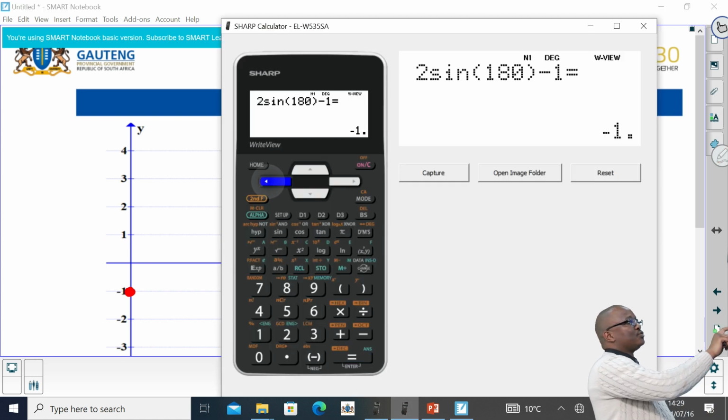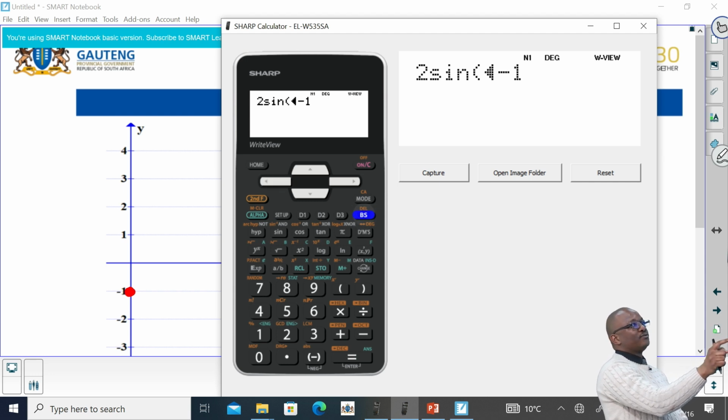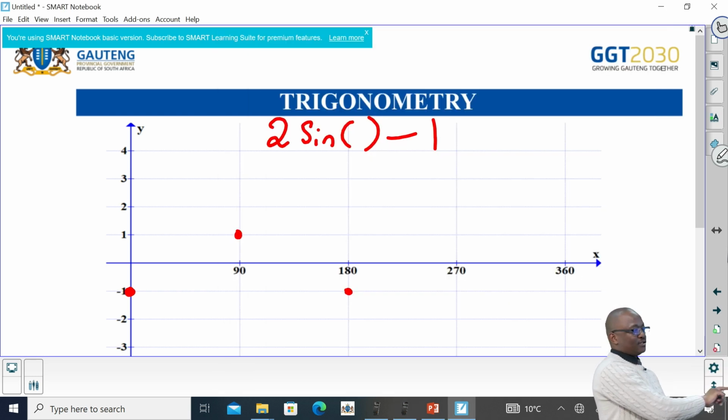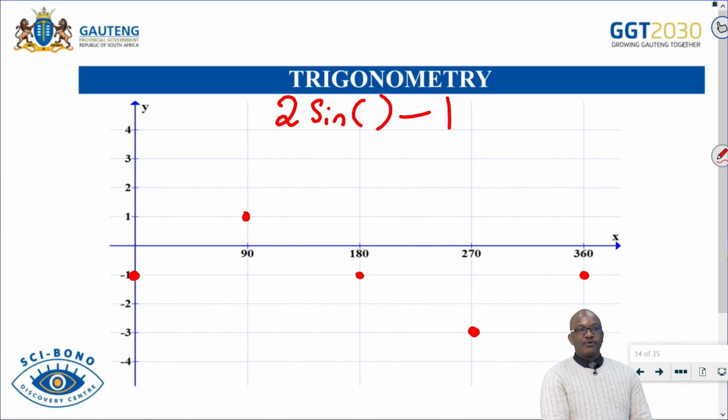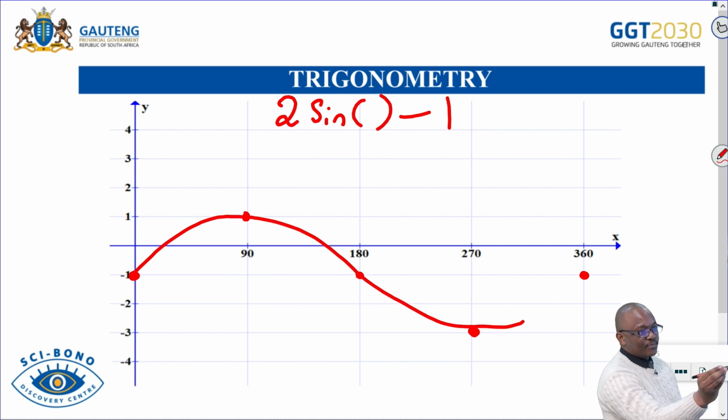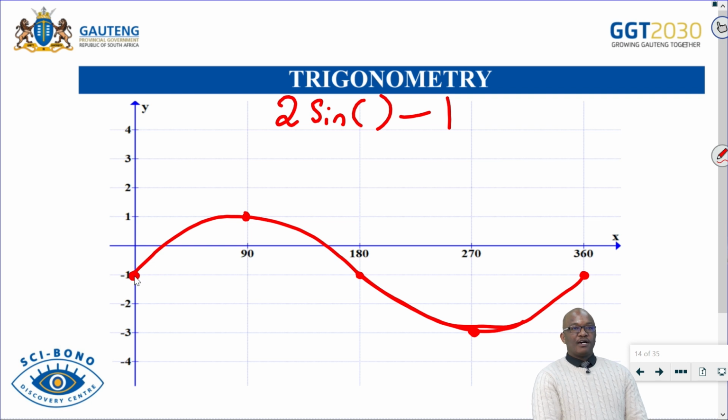Then you go and substitute your 270 now. So if you say the sine of 270 minus 1, then you'll get negative 3. So 270 and negative 3. So if you substitute 360, then it will take you to negative 1. So those are the points that you are going to get. And remember, you will join them using nice curves there. So now we have drawn our graph for 2 sine x minus 1.